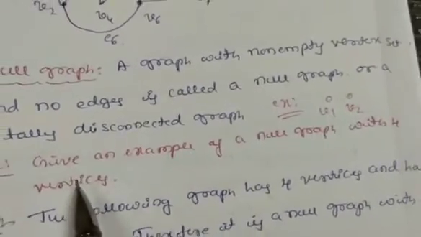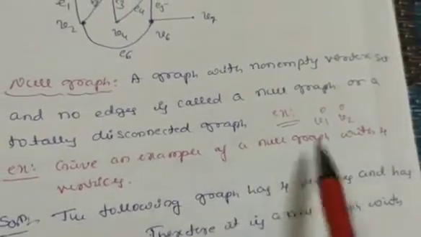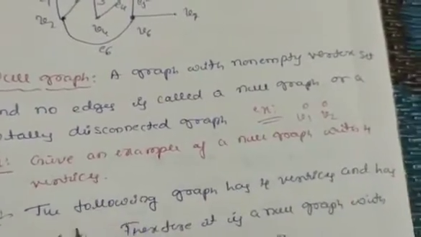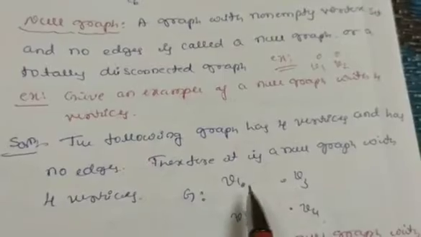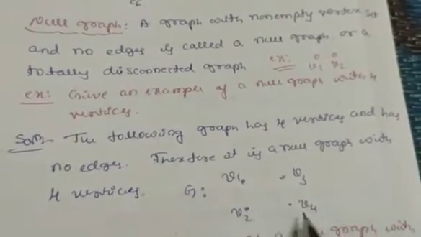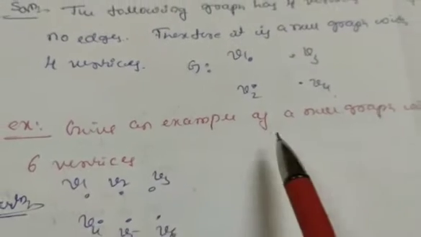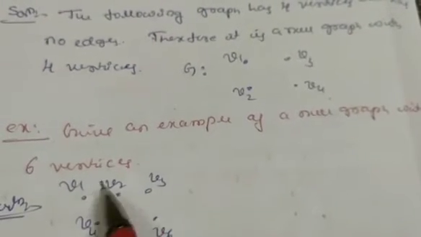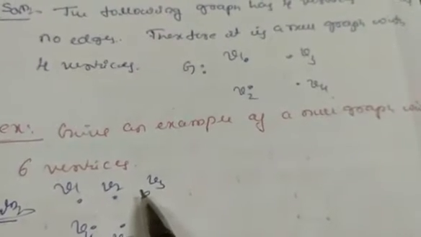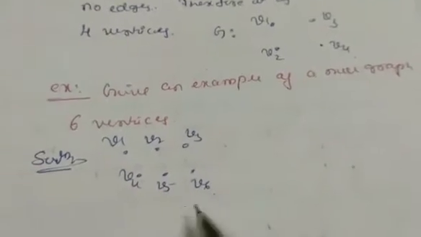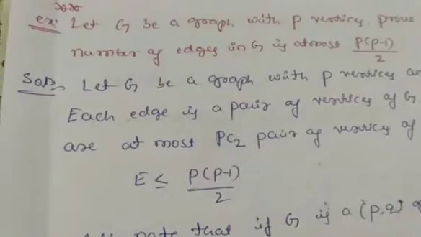Take one more example. Give an example of a null graph with 4 vertices. It means there is no edge, and it has only 4 vertices like this here. Take one more example. Give an example of a null graph with 6 vertices. Again it is a graph which contains only 6 vertices. There is no edge here.